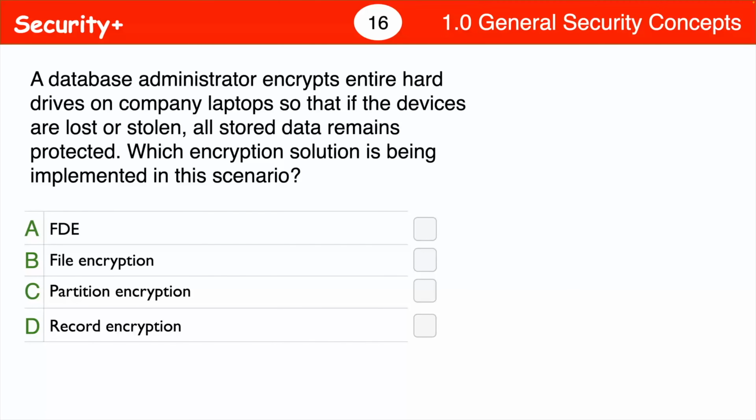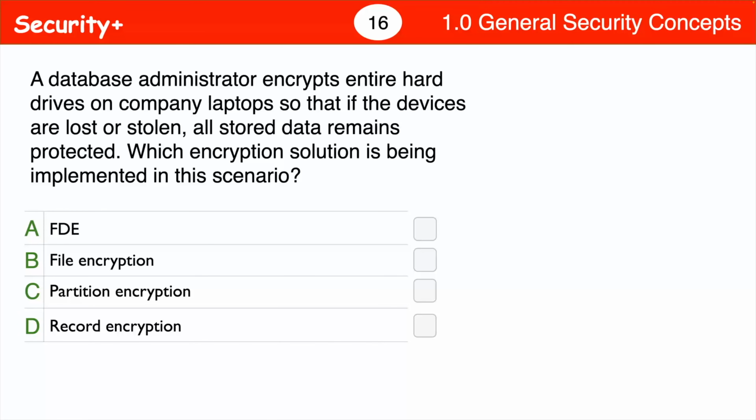Question 16. A database administrator encrypts entire hard drives on company laptops so that if the devices are lost or stolen, all stored data remains protected. Which encryption solution is being implemented in this scenario? A, FDE, B, file encryption, C, partition encryption, or D, record encryption.